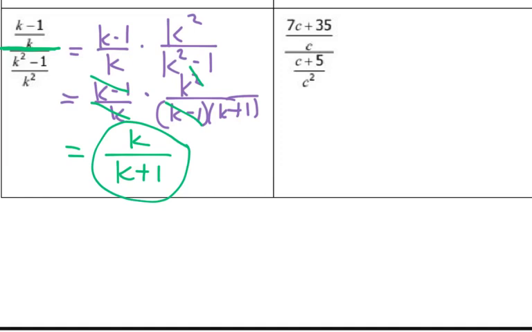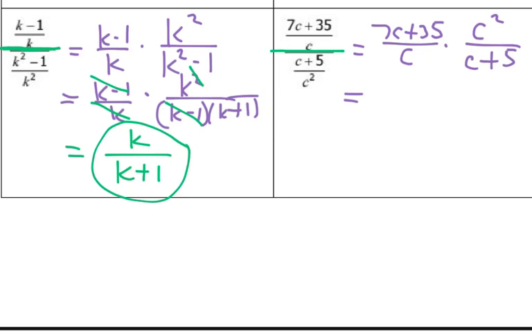Okay, the next example, we are dividing 7c plus 35 over c by c plus 5 over c squared. So my division runs right here. So we take the first fraction and we multiply by the reciprocal of the second fraction. And now we're going to factor and simplify before we multiply. So if you notice in the first fraction, we can factor out 7 from the numerator.